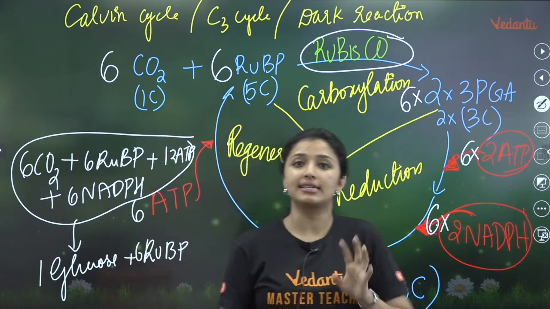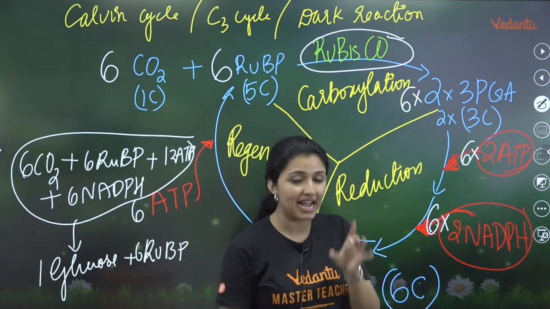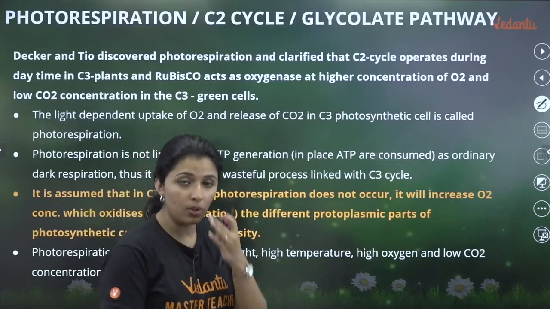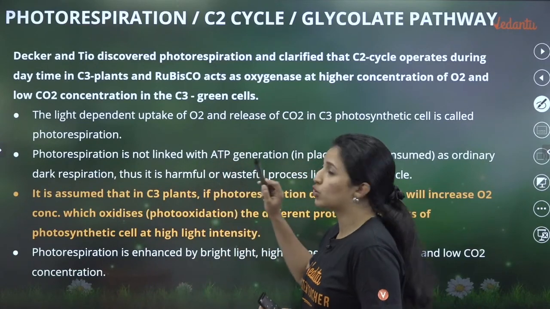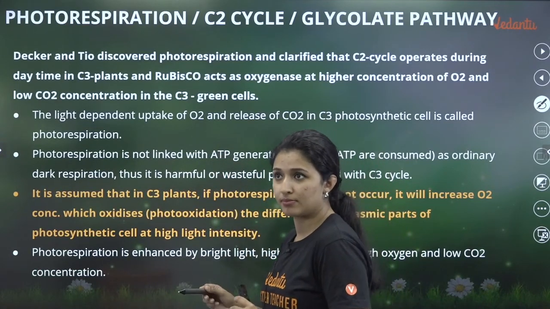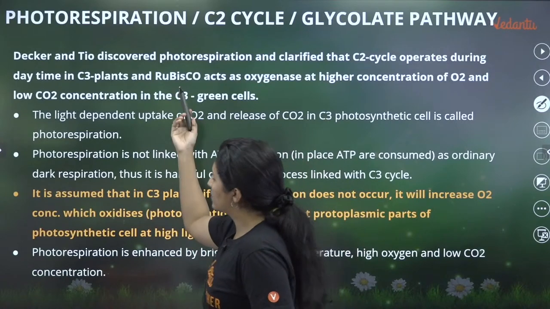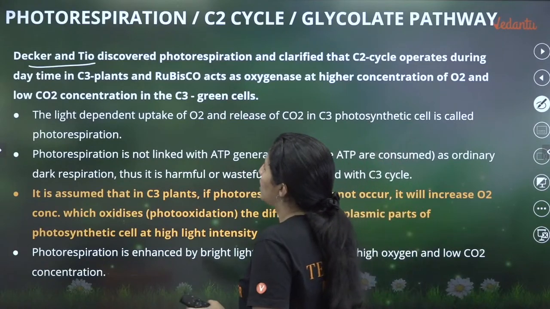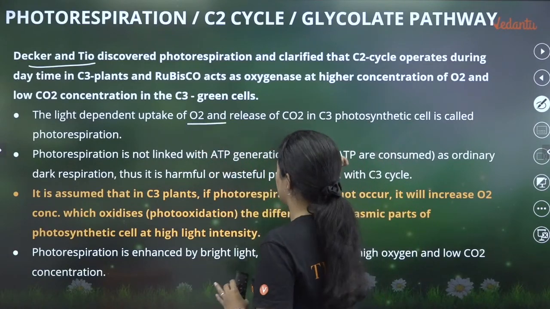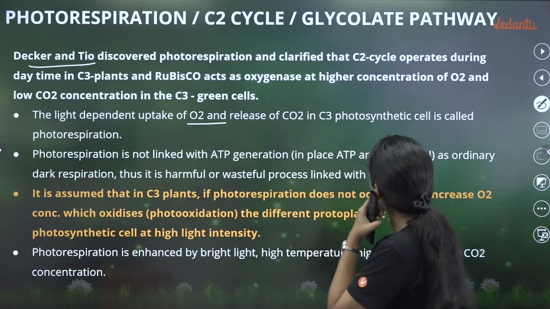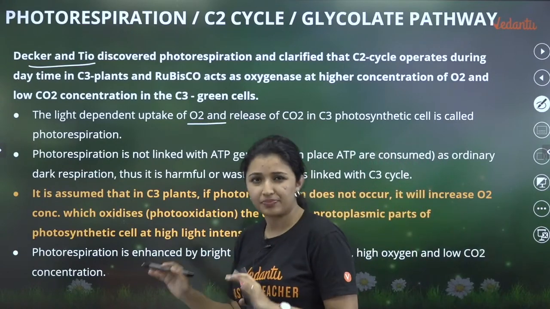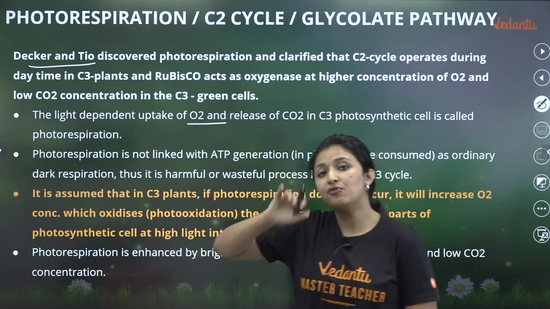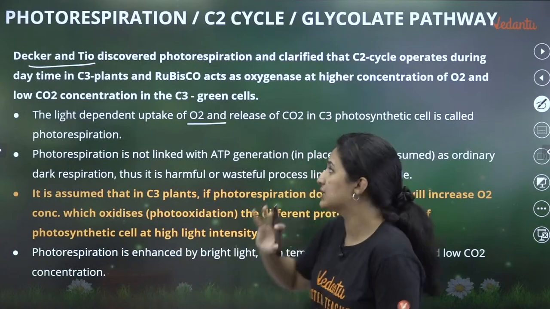It does two things at a time. It can fix carbon dioxide, and at the same time, it can fix oxygen. That is when we have photorespiration or the C2 cycle. It was discovered by Decker and Tolbert. I don't think you need to know that. But anyways, the release of carbon dioxide in a C3 photosynthetic cell is called photorespiration. Basically, instead of carbon dioxide being fixed into RuBP, oxygen gets fixed.